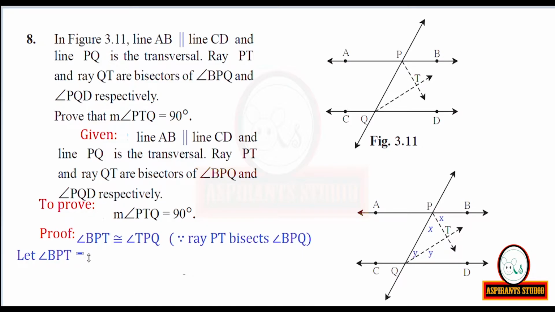So look at the figure. Look at the second figure. We have marked measure of angle BPT to be equal to measure of angle TPQ to be equal to x degrees. Let us take measure of angle BPT and measure of angle TPQ, which are already equal, to be equal to x degrees. Take this as equation number 1.